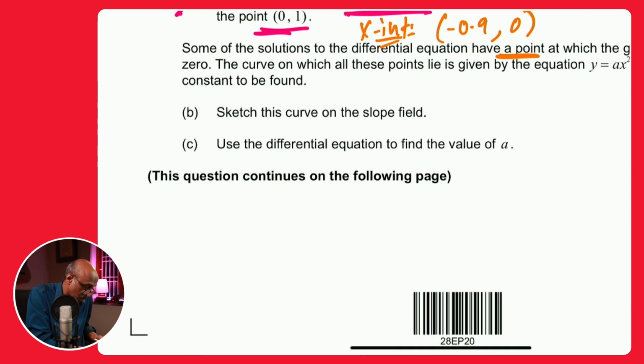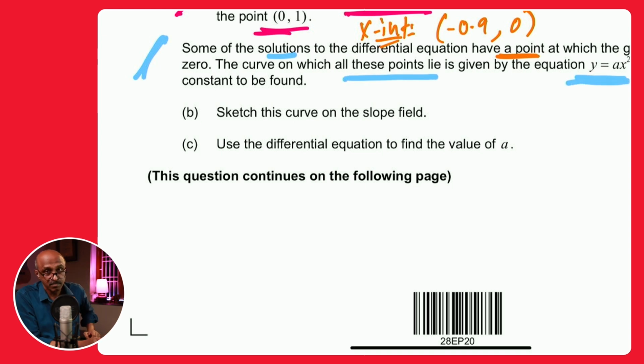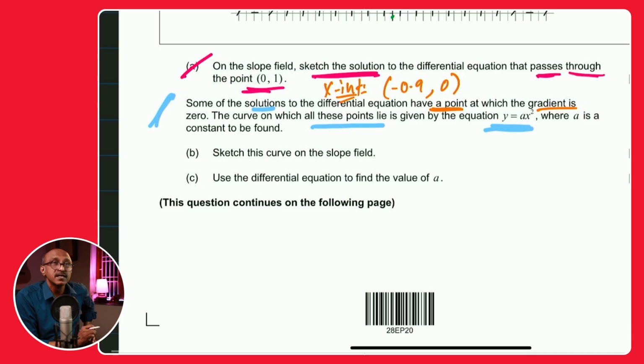So what is the question? What is it saying? It's saying some of the solutions to the differential equation have a point. There might be one point, there might be more than one point, I don't know, there might be a point at which the gradient is 0. That means dy by dx is equal to 0. That means there's a horizontal tangent. The curve on which all these points lie is given by the equation. So there's another curve, y equals ax squared. I hope you can see this, where a is a constant to be found out. The curve y equals ax squared contains all these kind of points. What kind of points? Where the gradient of the tangent is equal to 0.